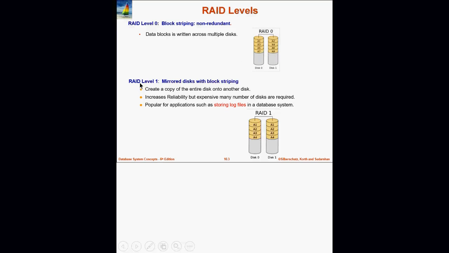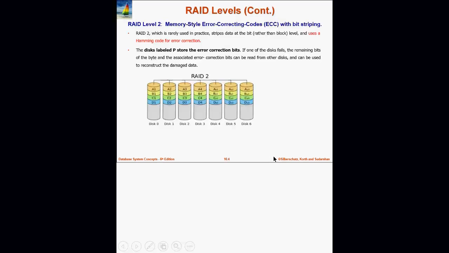If you could see RAID level 1, it is again going to be block striping only, but we have redundancy over there. So it is named as mirrored disk with block striping. In the diagram, if you could see, in disk 0 we have blocks from A1 to A4. The same redundant information, same A1 to A4, is block striped in disk 1 too. So that is level 1.